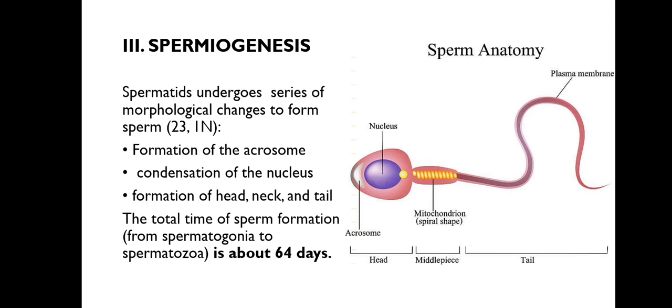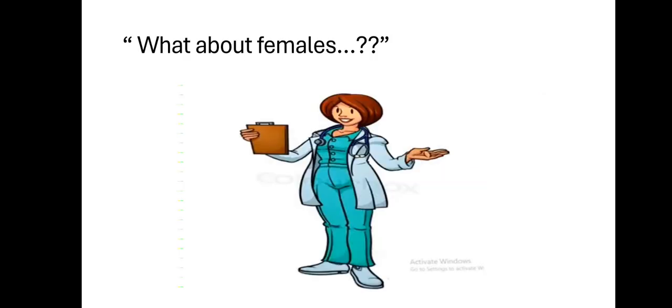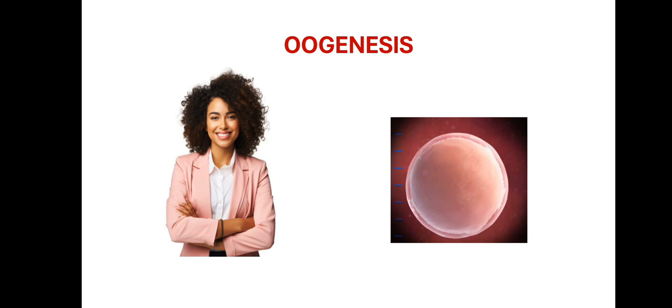That is the overall idea. Now, somebody is asking, what about females? Don't worry. We're also going to talk about sex cell formation in females. That process we call oogenesis, from the word oocyte. So you can see that we've got a female here and we want to form this ovum.